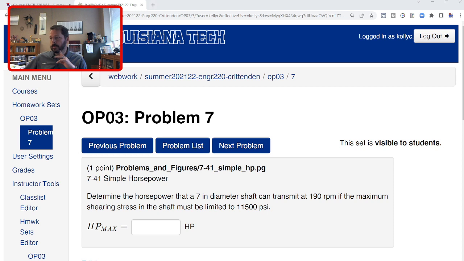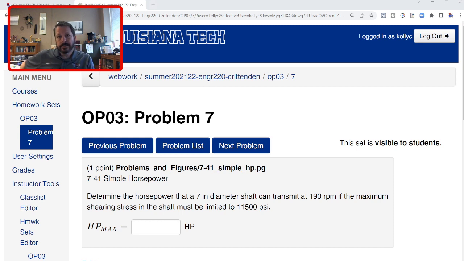So here's optional 3, problem 7. It says simple horsepower. It doesn't even have a picture. Determine the horsepower that a 7-inch diameter shaft can transmit at 190 RPM if the maximum shear stress in the shaft must be limited to 11,500. So this is sort of a design problem.